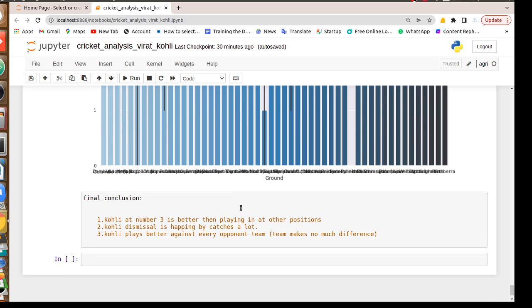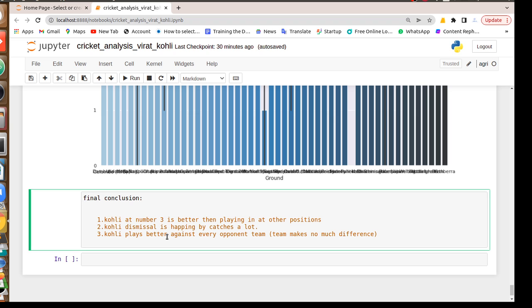In the end, what are we concluding? Till now we said Kohli at number 3 is good. Number 3 and 4 we can add, because 4 is optional. Kohli at 3 is far better than at 4, no? So Kohli's dismissal is happening by catches a lot. He is getting out by catches a lot, then bowled, LBW and those others, and he plays very well against all other teams. Teams make no difference.